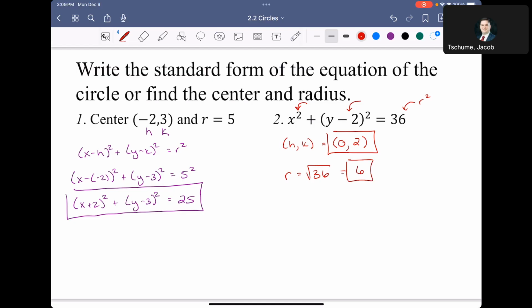And so by themselves, they're not too bad. You can write the equation pretty quickly if you know the center and the radius. And likewise, if you're ever given an equation, you can find the radius and the center pretty quick.